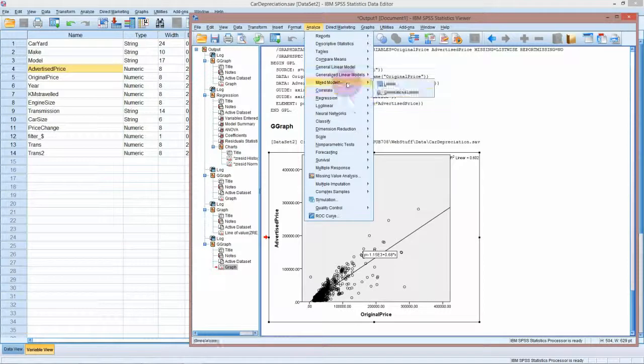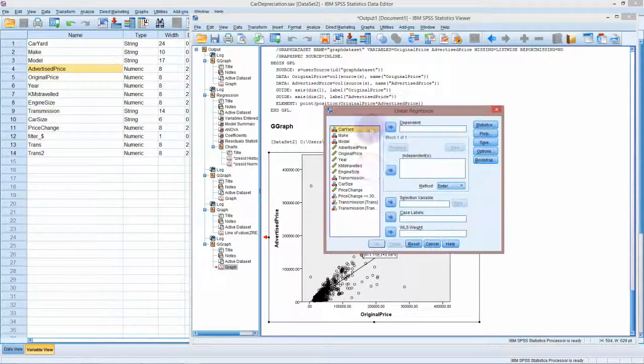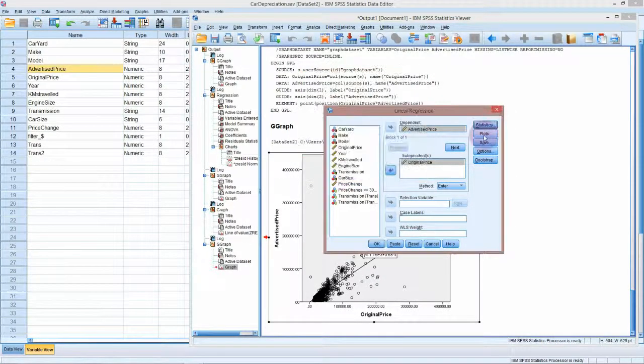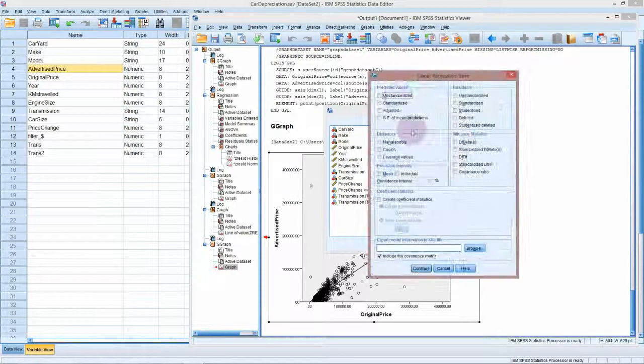Oh, we haven't done the analysis, that was just the picture. Okay, let's do the analysis and save the residuals. Linear: our dependent variable is the advertised price, and the independent variable is the original price. Statistics, yep, plots, let's have those. Save: let's save our unstandardized predicted values and our standardized residuals, which are our errors.